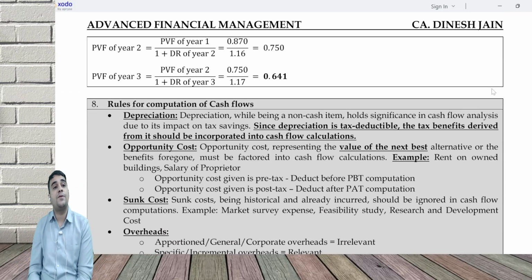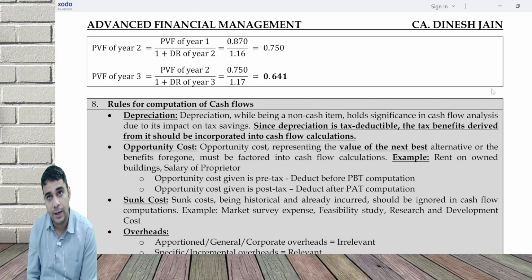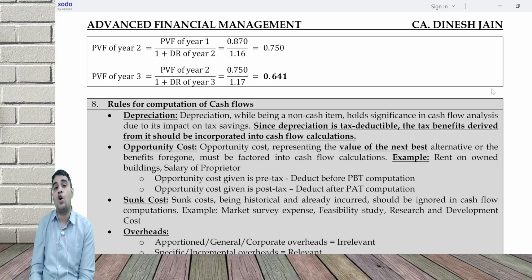Rules for computation of cash flow. Depreciation is a non-cash item. Please ignore it, but consider the tax benefit on depreciation. How is it considered? It is automatically considered when you deduct depreciation and add back depreciation.